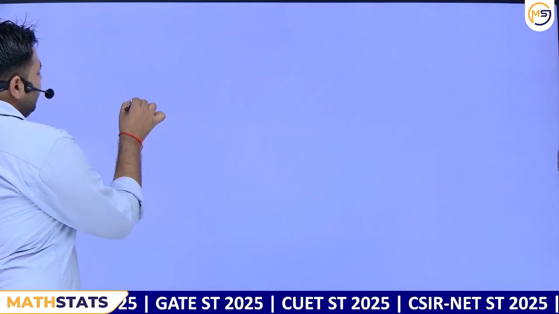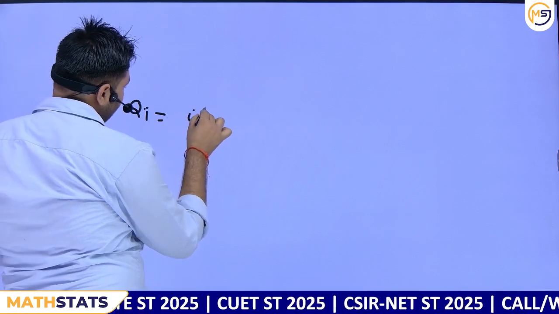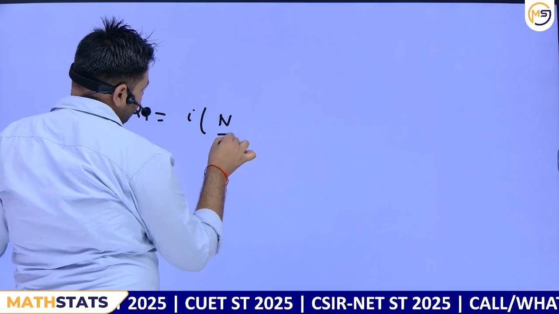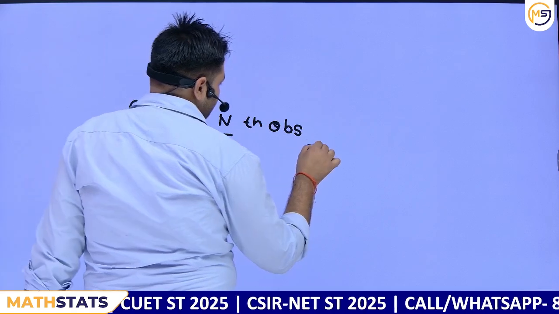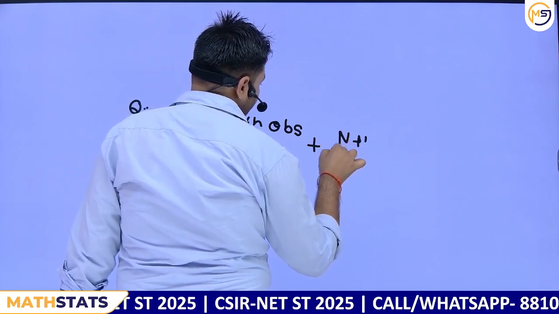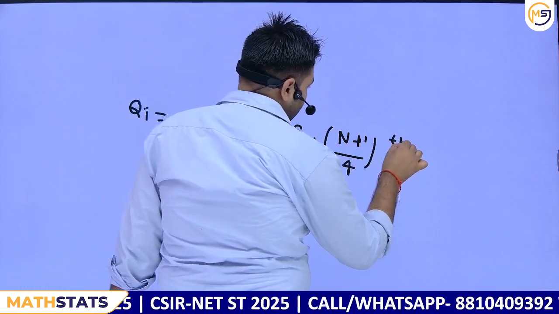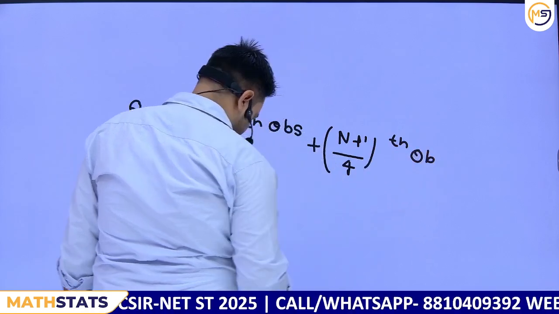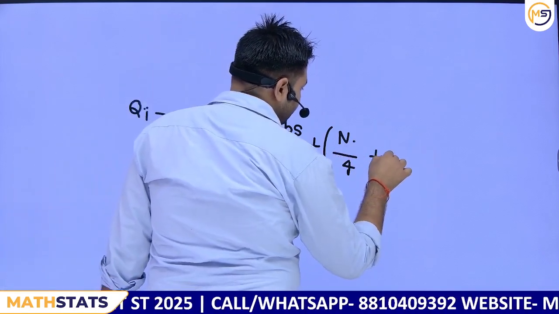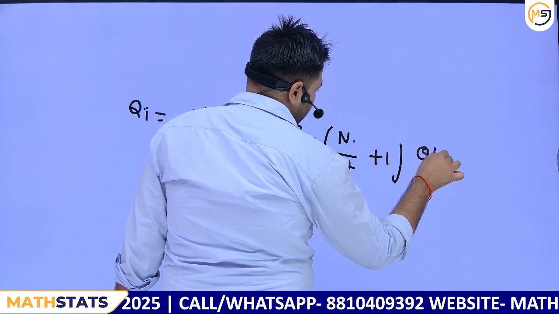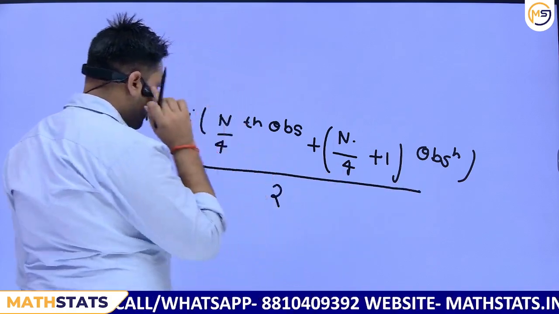Say Qi equal to I into n by 4 observation plus n plus 1 by 4 observation, n by 4 plus 1 observation, by 2. Yes, this is by 2.